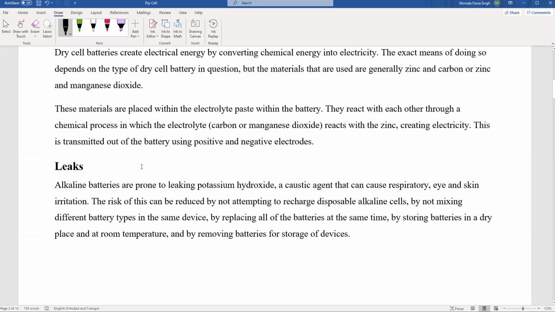Alkaline batteries, now the batteries that we use are called alkaline batteries, are prone to leaking potassium dioxide or some other material within your battery, a caustic agent that can cause respiratory, eye and skin irritation. So guys, anytime you encounter a leaking battery, when you have taken the battery out and you get that liquid on your hands, please go and wash it immediately. It may not feel like it's burning your skin, but if you get it on more sensitive parts of your body, like your eyes or your face, it's not going to be a nice experience.